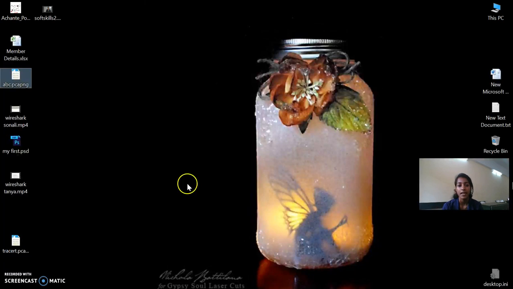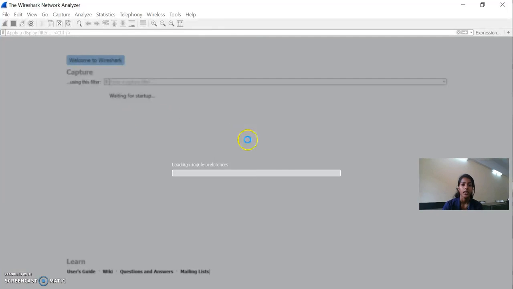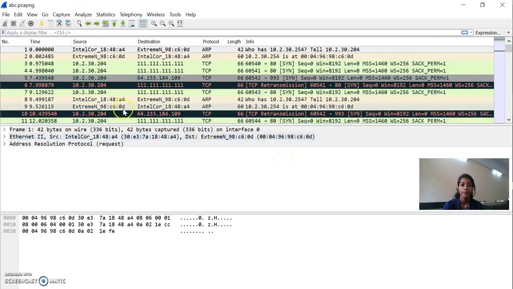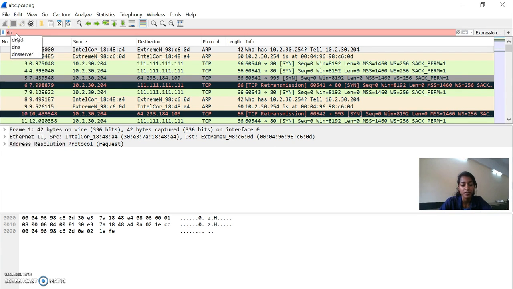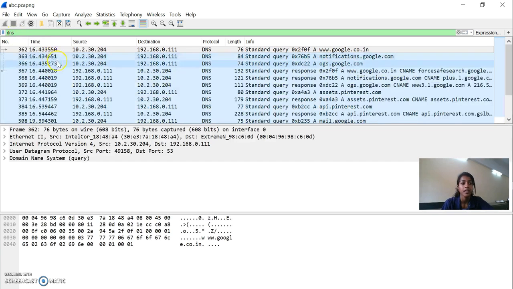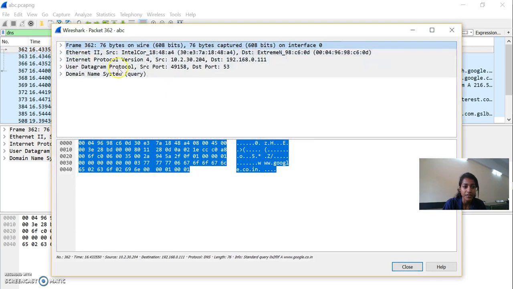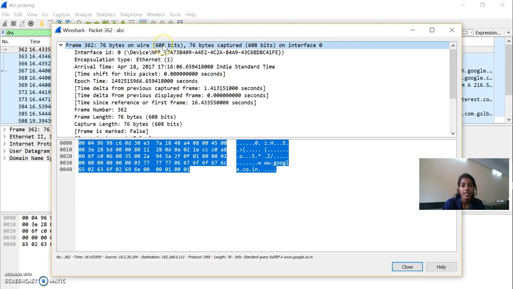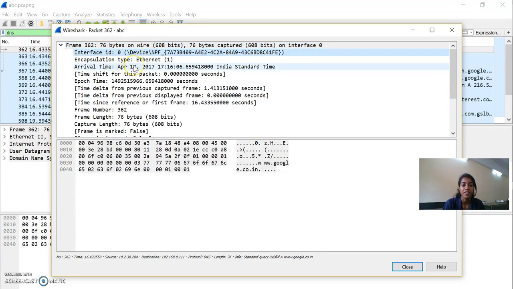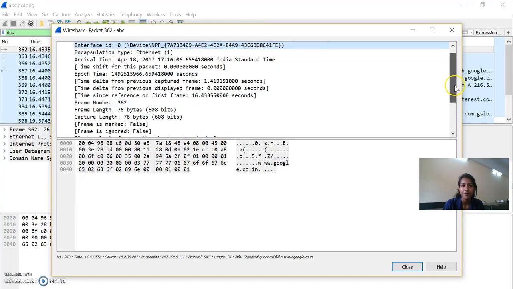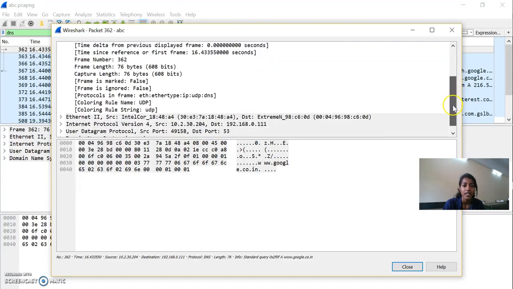So I have Wireshark here. It's already saved. Since the question is about DNS, what you have to do is go and type DNS. They are asking for the first packet. So this is the first packet. And here they are asking about the frame. So the interface ID is this and the encapsulation type is Ethernet and the arrival time is given, and also the capture length is 76 bytes and frame length is also 76 bytes.